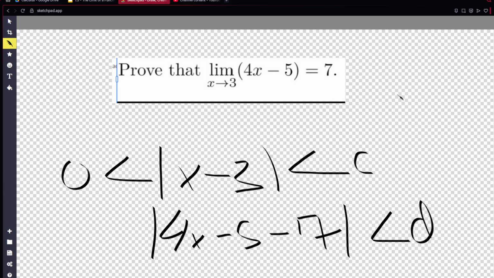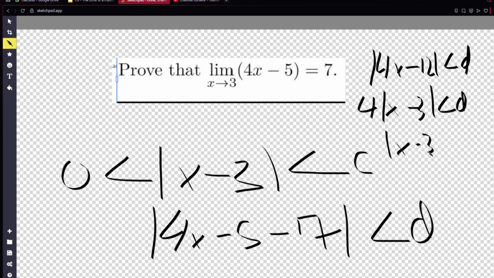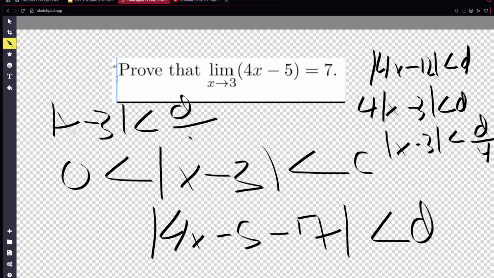So guess what? This is the same thing as 4x minus 12. We'll factor out a 4 here, so it's going to be 4 times the absolute value of x minus 3, less than d. So this is the same thing as x minus 3 being less than d over 4, because we divide by 4 on both sides. So same thing here, we can establish that x minus 3 is less than d over 4, which is the limit output. So for every c, there's a d over 4, that interval divided by 4. So that's the logic behind it. And that is calculus 1.3.